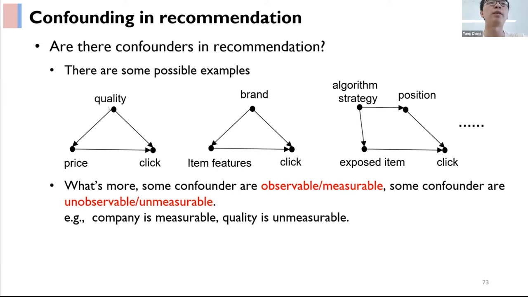So item quality is the confounder between the price and the click. And the item brand is also a confounder between item feature and click, since it affects both the item feature and the click. Even the recommender's algorithm itself can be a confounder, since it decides which item to expose and it can affect the exposure position of the item. In these examples, we can find some confounders are observable or measurable, such as the item brand, and some confounders are not observable or unmeasurable, such as the item quality and the recommender algorithm.